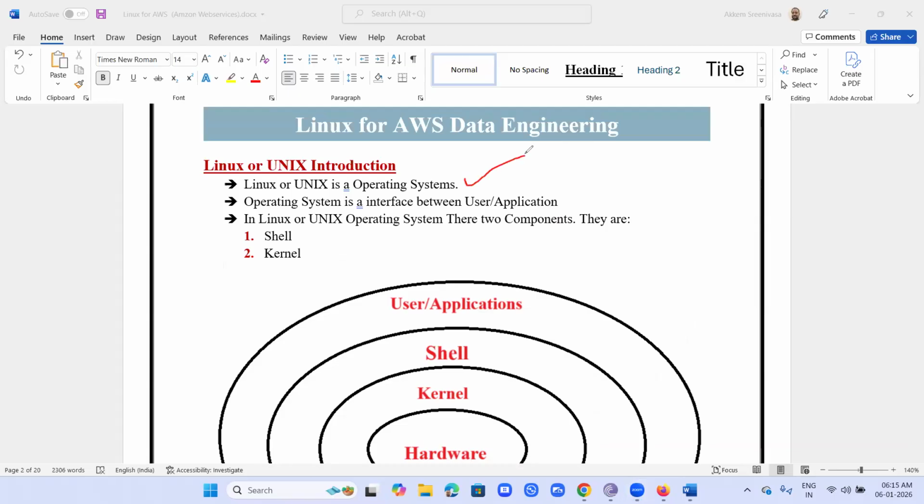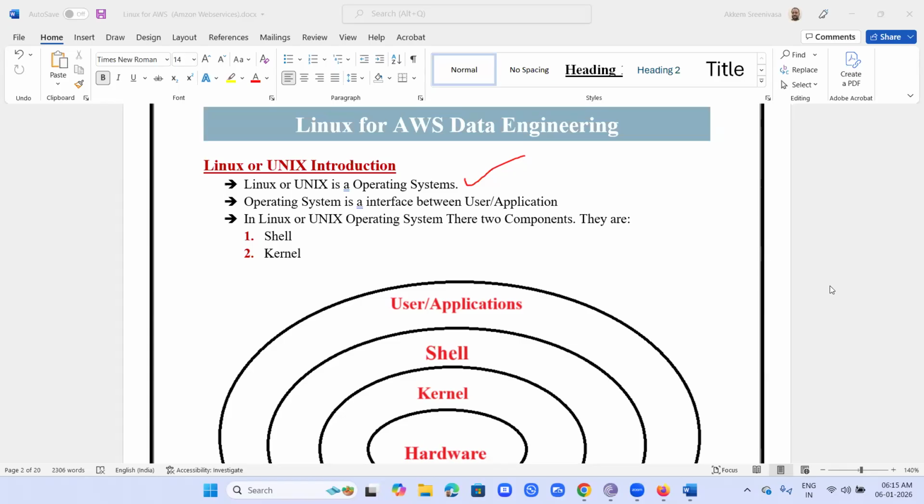What is an operating system? An operating system is an interface between the user or applications and the hardware. It is an interface between hardware and user or application.